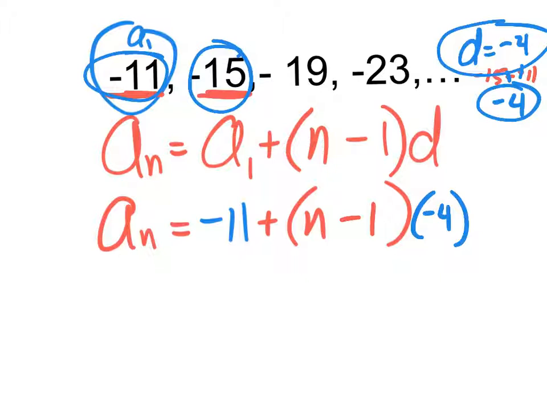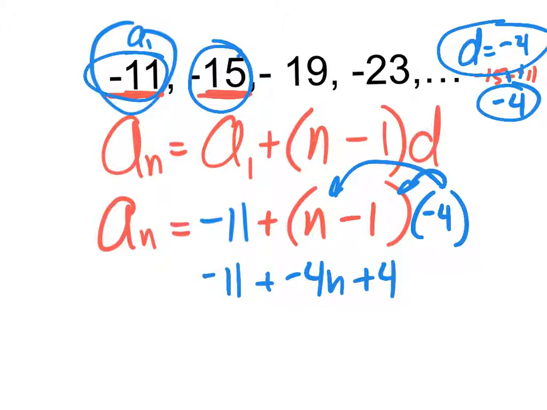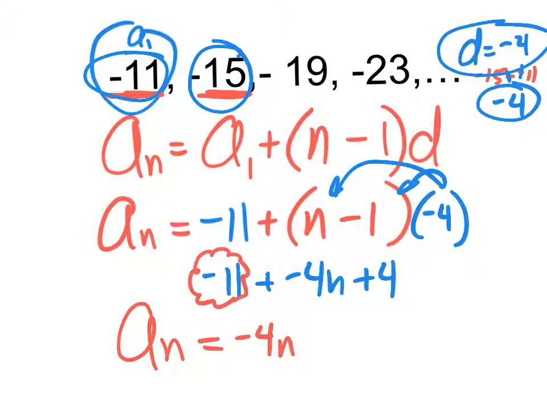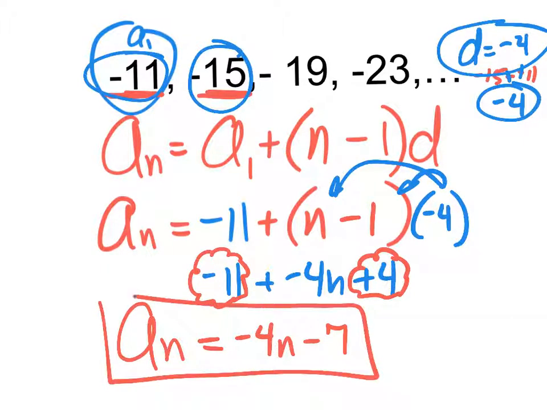So this is a general rule, but of course you could simplify it. So distribute. You're going to have negative 4n, you're going to have plus 4, and then you're going to bring down the plus and the negative 11 that's in front. So your a sub nth rule is going to be the negative 4n, and then do this in your head, negative 11 plus 4. What's negative 11 plus 4? Negative 7, right? So our general rule is a sub n equals negative 4n minus 7.